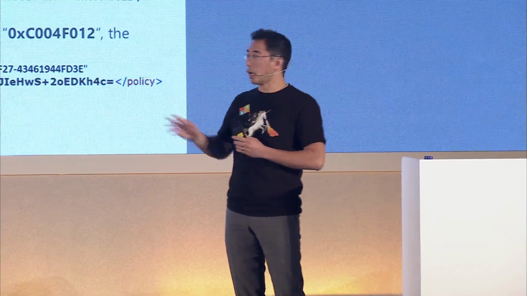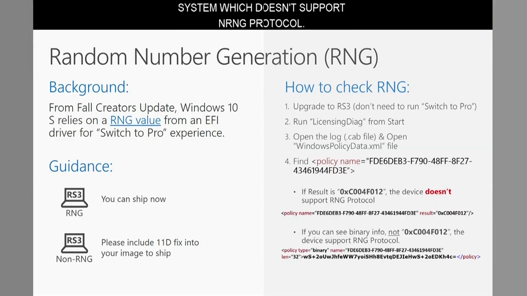But we found there's an in-market system which doesn't support an RNG protocol. That is why we have some guidance here. First, I want to explain how you can check the RNG. Basically, licensing diag on RS3 can check this value. So if you have a system and you want to check whether it actually supports RNG or not, you can move to RS3, or you can use an RS3 image and run licensing diag, so you don't need to do the switch to Pro itself.